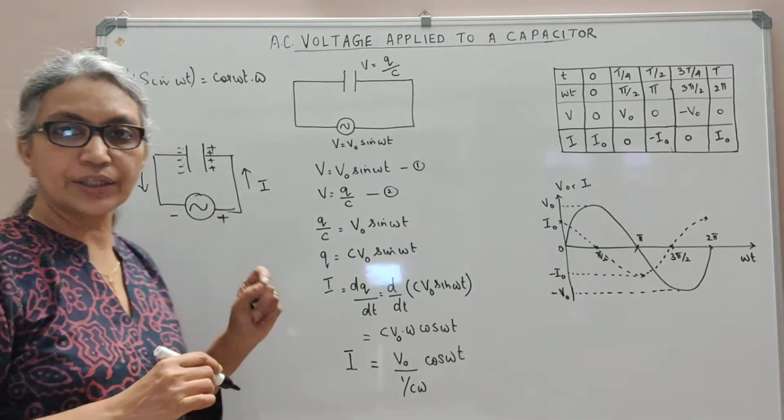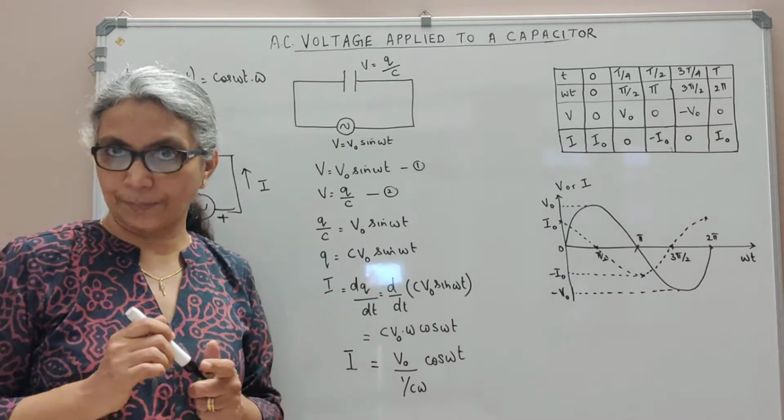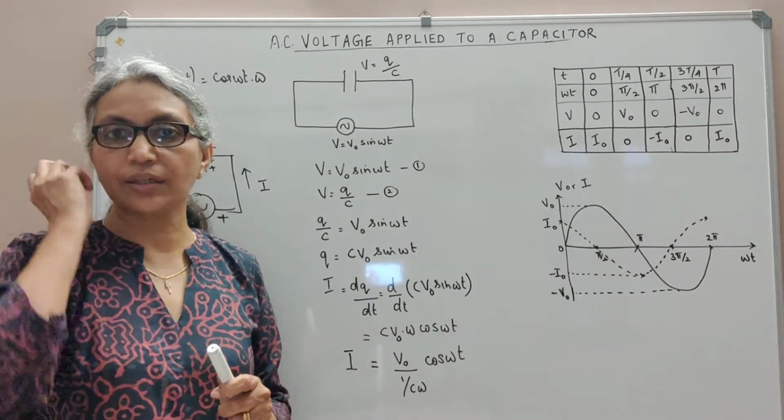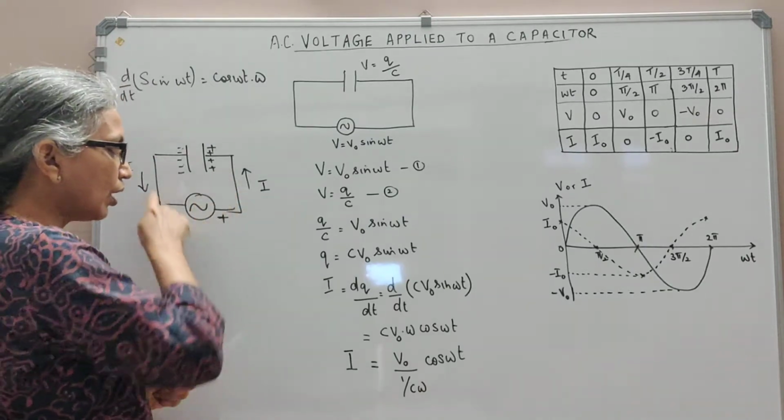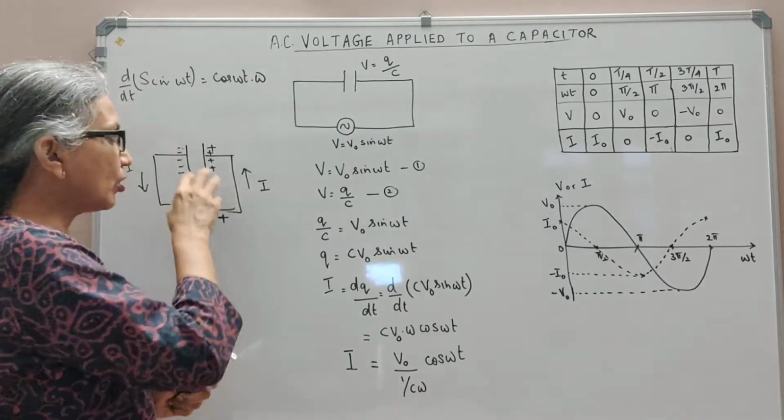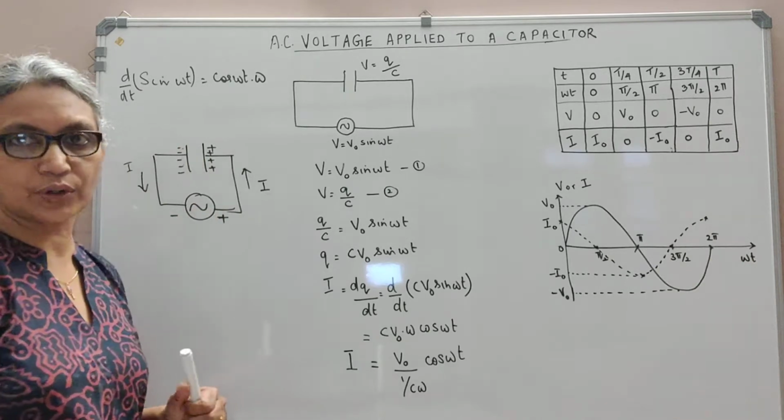So you see, when an AC voltage is connected to a capacitor, there will be continuous current in the circuit, even though the current is reversing its direction, because of the charging and discharging of your capacitor.